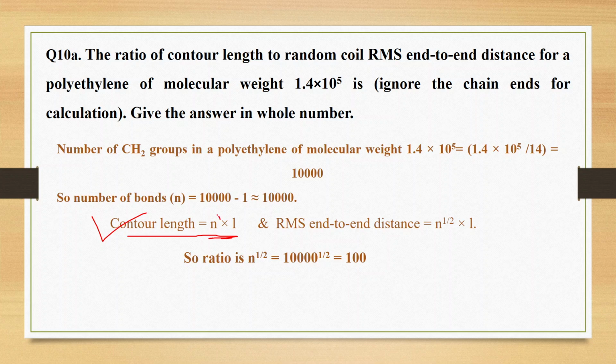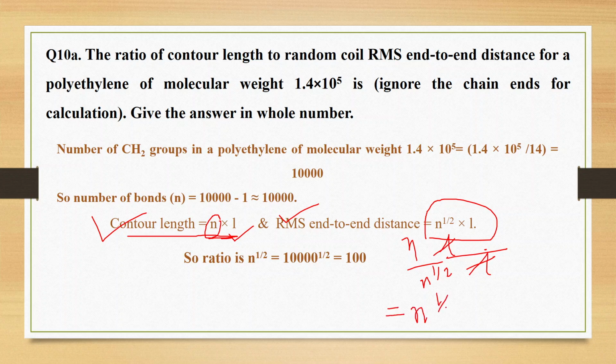So if there are n number of segments and each segment has length L, then the contour length is n into L. And this is your RMS end-to-end distance, that is n to the power half into L. So once you know the formula, you obviously know that you have to take a ratio, that is n divided by n to the power half. The L's are cancelling, so we are not bothered with the L values. So the ratio will be n to the power half. Okay. So this far you know.